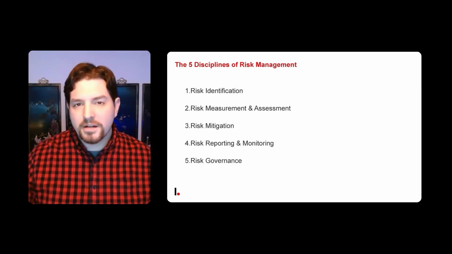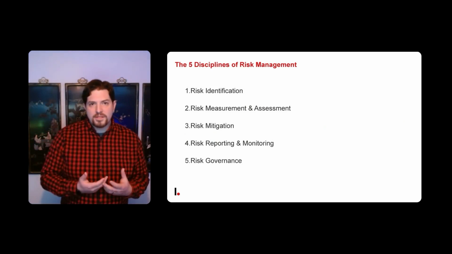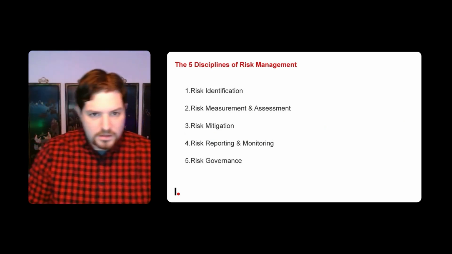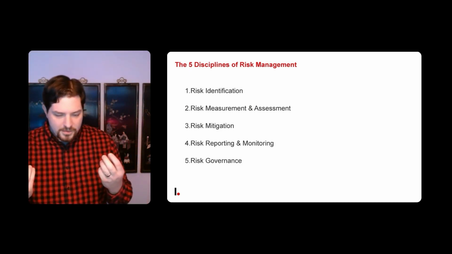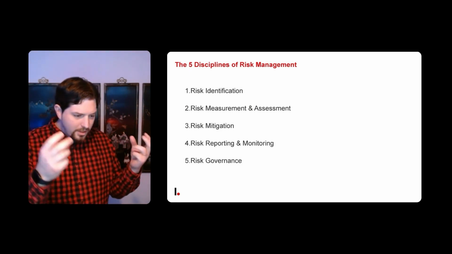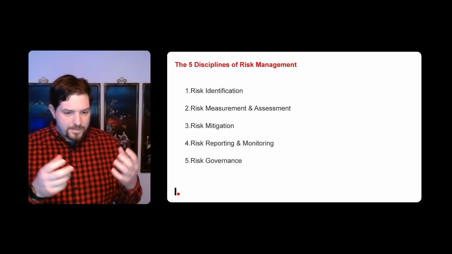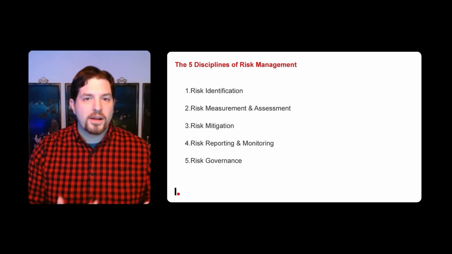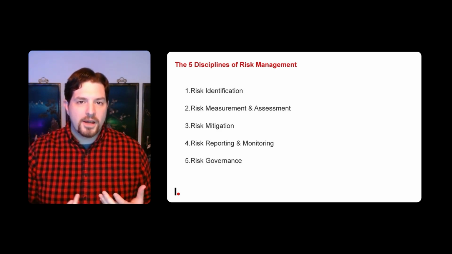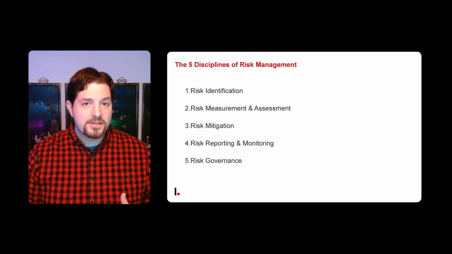Let's hit the next slide here then and start talking about the five disciplines of risk management. So identification, and Merletta, you were just talking about that, right? How do you identify a risk? Let's start with that asset management. And I want to talk about intellectual property. I want to talk about proprietary information. I want to talk about trade secrets.